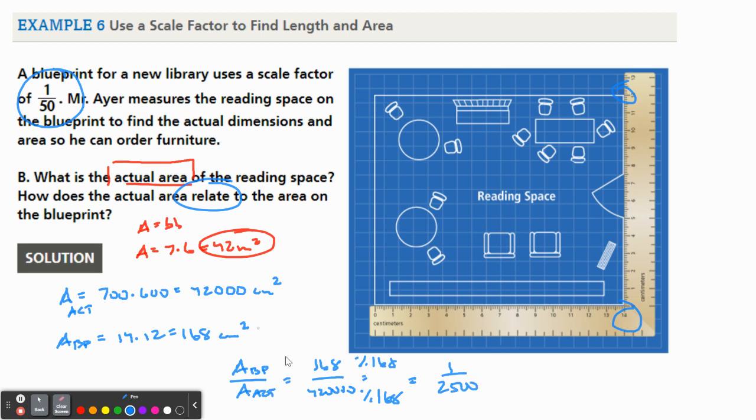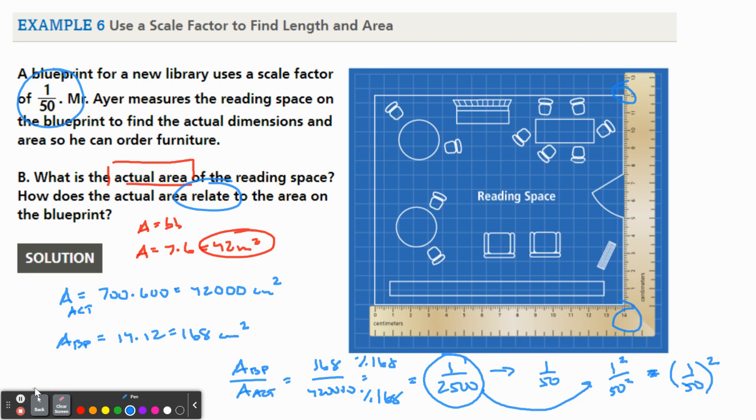Now, if we think to ourselves, man, how does that compare to the scale factor of 1 over 50? Think about this 1 over 2,500. 2,500 is a perfect square. It is 50 squared. And 1 is also a perfect square. It's 1 squared. So it's 1 squared over 50 squared. Well, there's a rule with exponents that you can actually pull that squared out. So you could make this actually 1 over 50 squared.